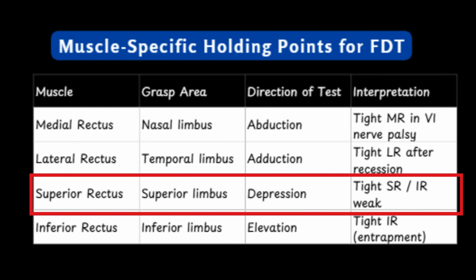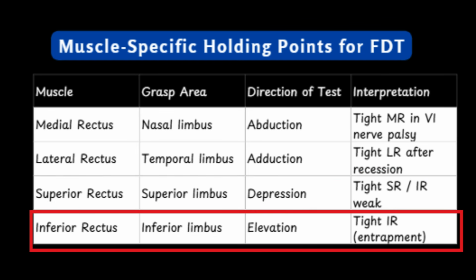If depression is limited, we test the superior rectus by holding at the superior limbus. If elevation is limited, we test the inferior rectus by holding at the inferior limbus and try to elevate the eye. I hope that makes sense. The holding point is always opposite to the restricted direction of movement.